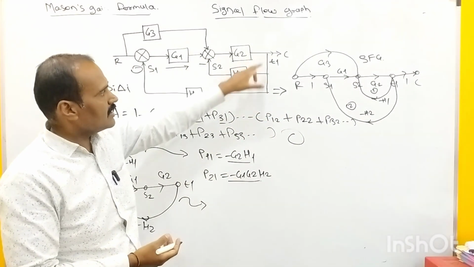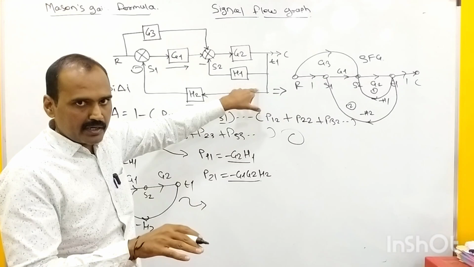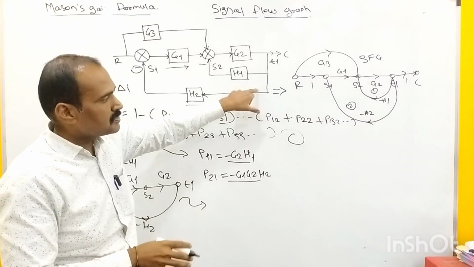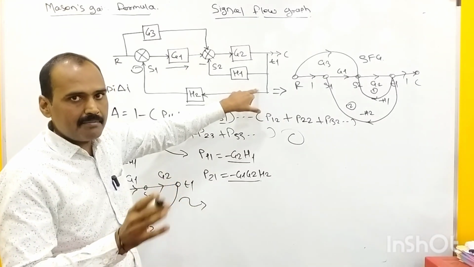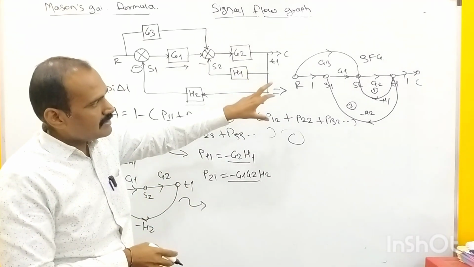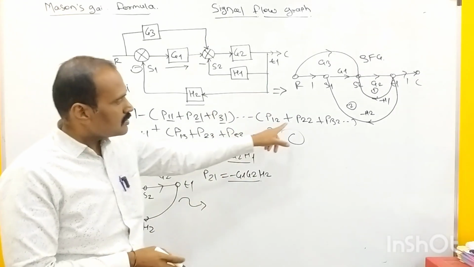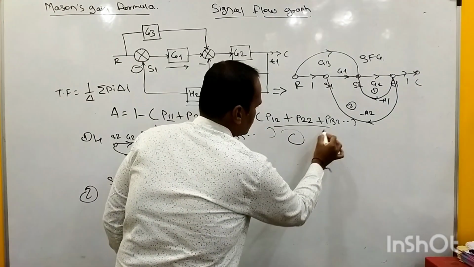This is the originating point for these two loops. So that's why these two loops fall under the category of non-touching loops. Non-touching loops means they are not sharing the same element or the same node. As we don't have such non-touching loops in the signal flow graph representation, this entire term equals 0.